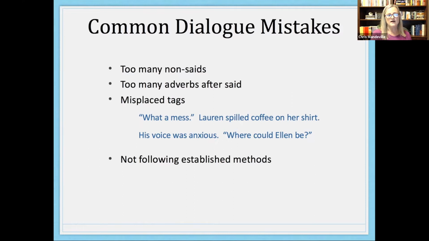And finally, not following established methods of writing dialogue. I'll repeat here that there are conventions, there are rules, and you are much better off if you want to have a successful novel that is received well and enjoyed by readers, if you follow the conventions, because readers are familiar with the conventions and it makes getting into your story, getting on the raft, so much easier. So learn what those conventions are. Pay attention when you're reading someone else's novel.